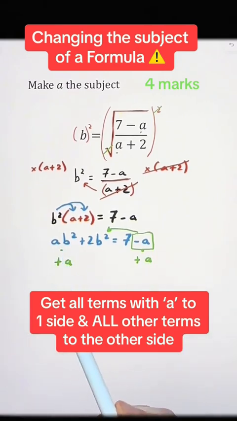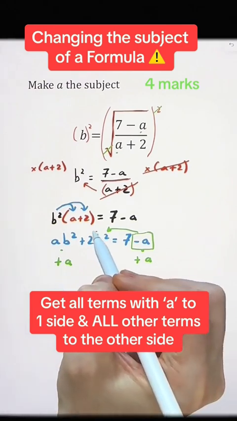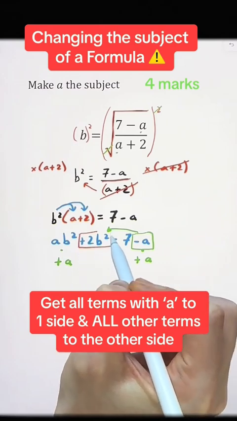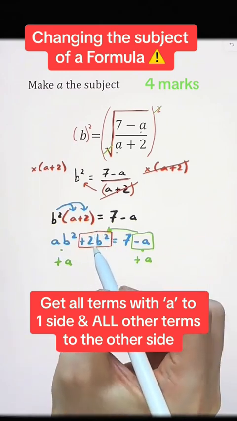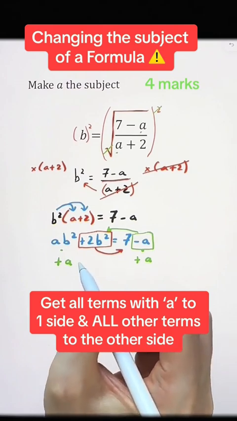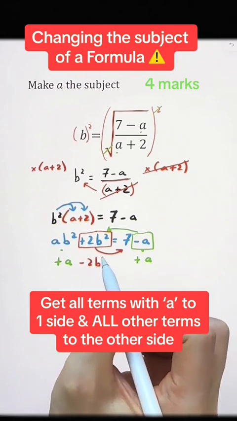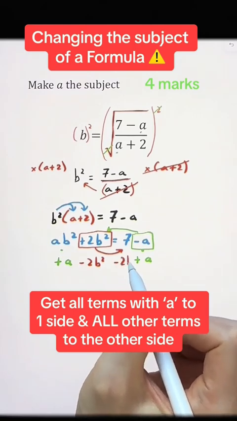As I just want the terms that have a to be on the left-hand side of my equation, I can move any term that does not include the letter a to the opposite side. In this case, I'm going to move the plus 2b squared to the right-hand side by doing the opposite. The opposite of add 2b squared, therefore, is subtract 2b squared from both sides of my equation.